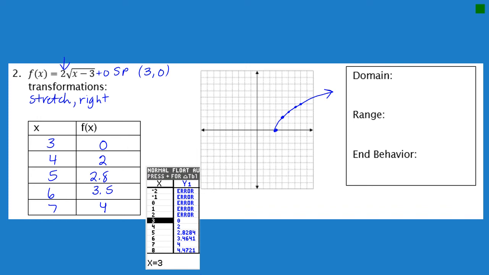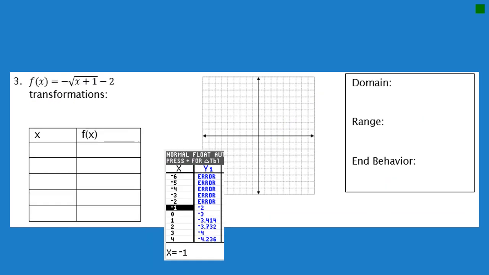For domain and range, remember that we're going to be using our starting point. So I'm going to be using 3 for my domain and 0 for my range. This graph is not reflected, so both of my inequality signs will match the arrow, and they'll both be greater than or equal to. And then for my end behavior, x always goes towards infinity. Since the graph is going up, it's not reflected, so y is also going to go towards positive infinity.